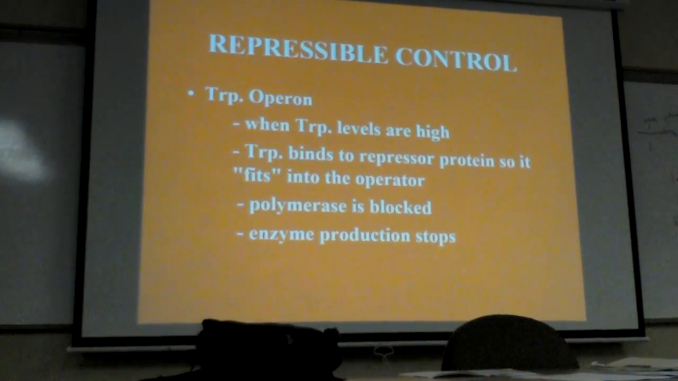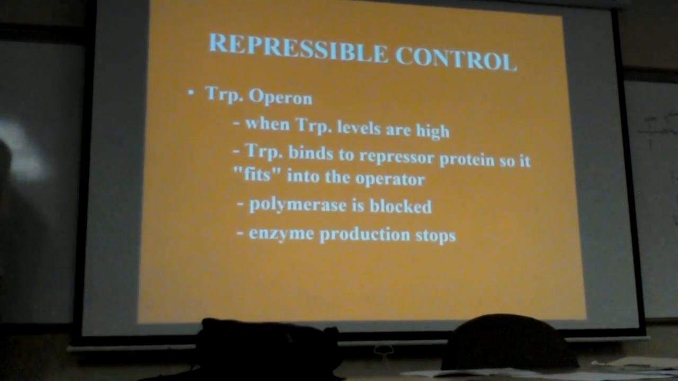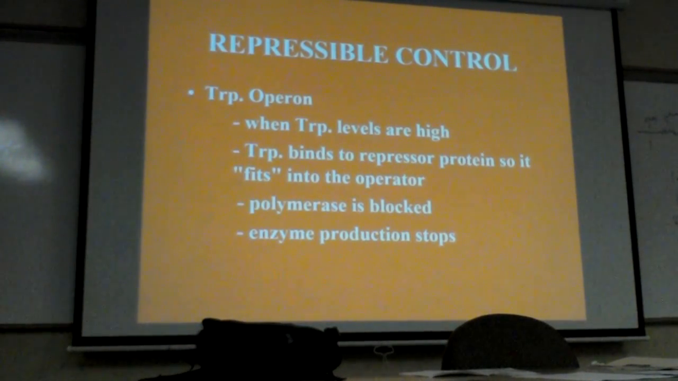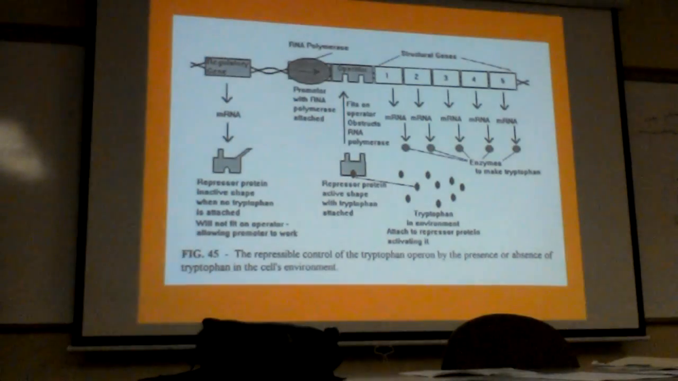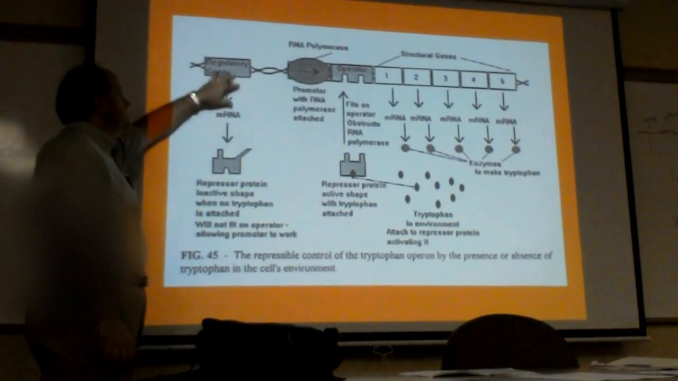Now that cell is going to use up that tryptophan for a variety of things, making proteins, etc. Eventually, when the tryptophan levels get low again, then simple diffusion is going to cause that tryptophan to come off that repressor. I can show you that picture. Under normal circumstances, for lack of a better word, regulated.